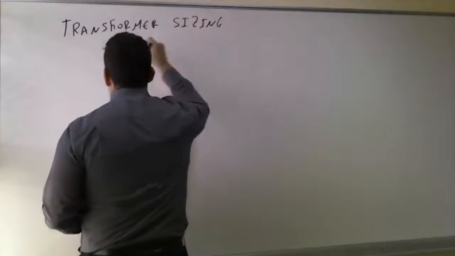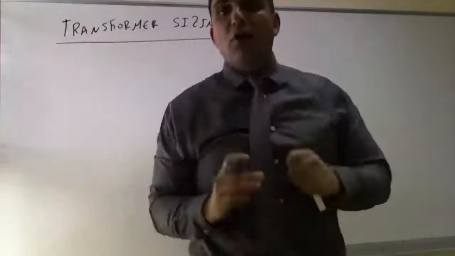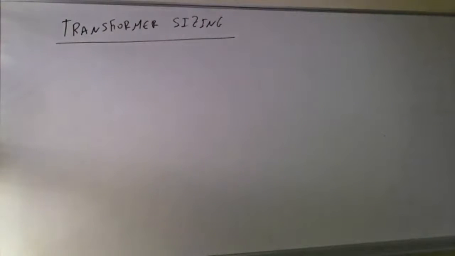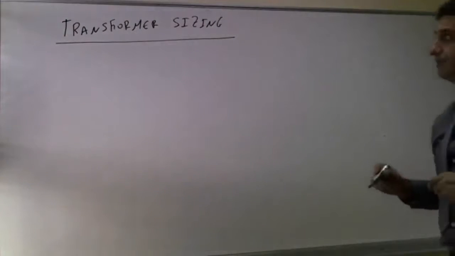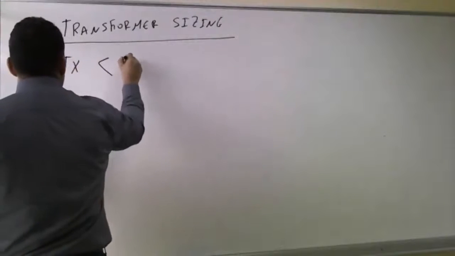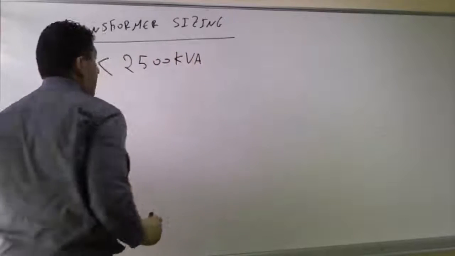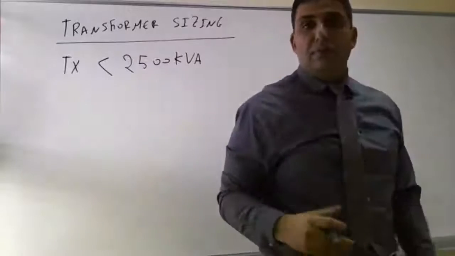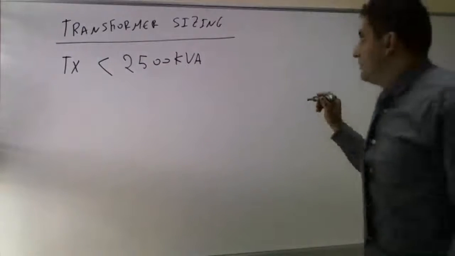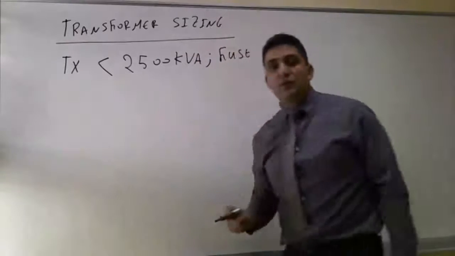Transformer size. We are going to set a limit of a transformer from a size point of view to determine the type of protections. If the transformer size is less than 2500 kVA, typically fuses will be used to protect this transformer. Protection will use fuse for protections.